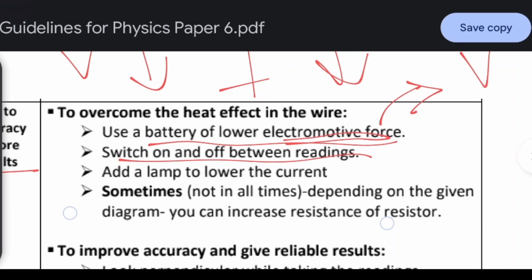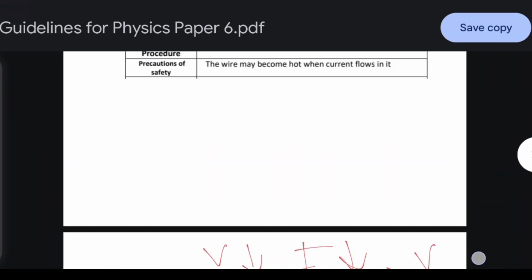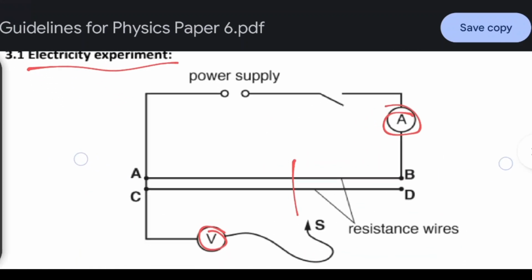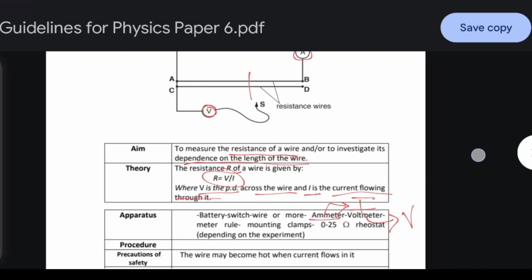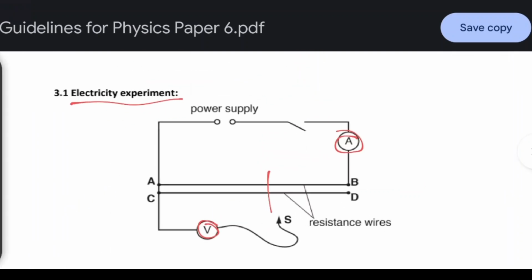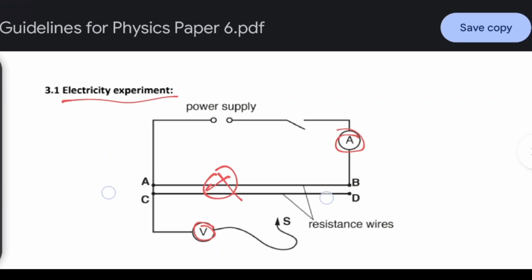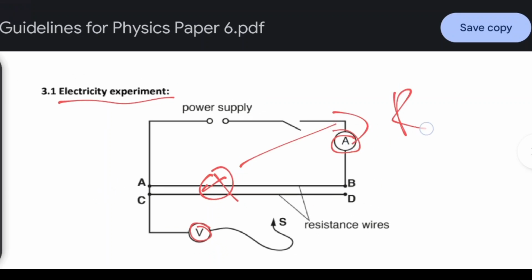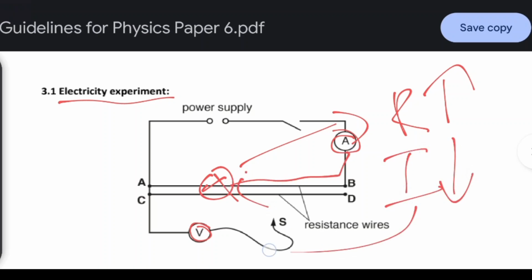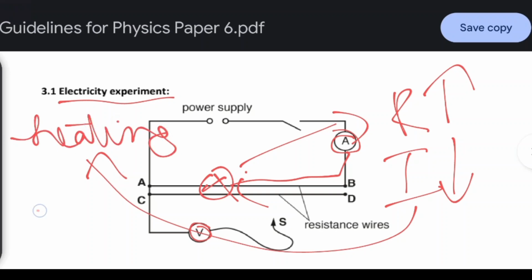Okay, add a lamp to lower the current. You can add a lamp over here. Why will a lamp lower the current? The reason is that if you add a lamp somewhere here, it will increase the resistance. It has resistance, so it will offer more resistance when the electrons move across it. When resistance increases, the current will decrease, and when the current decreases, the heating effect will decrease.